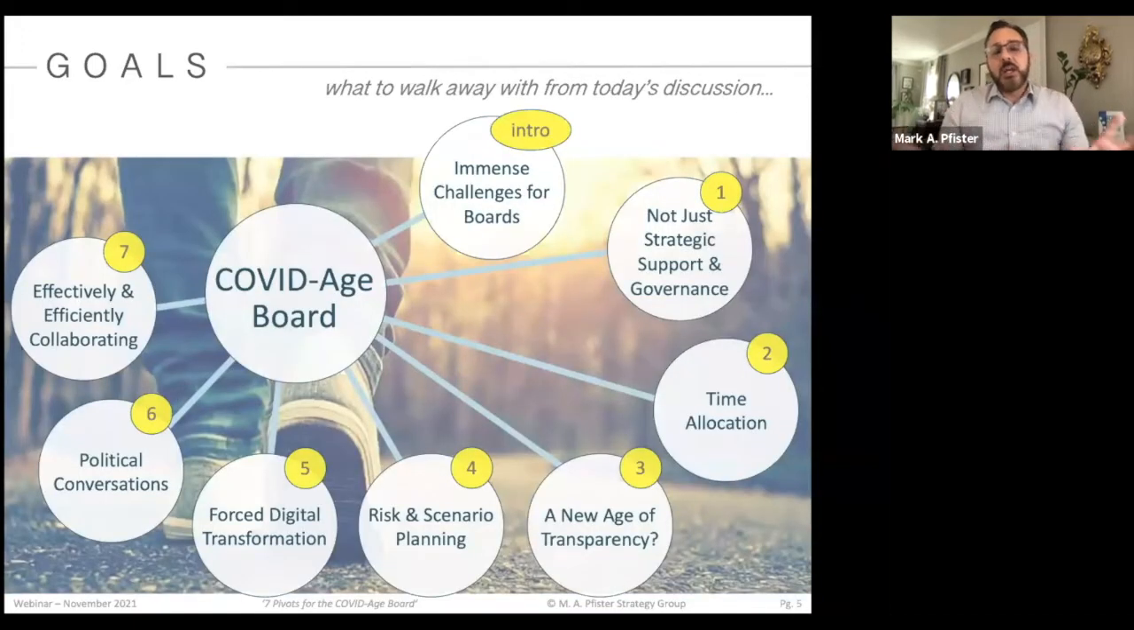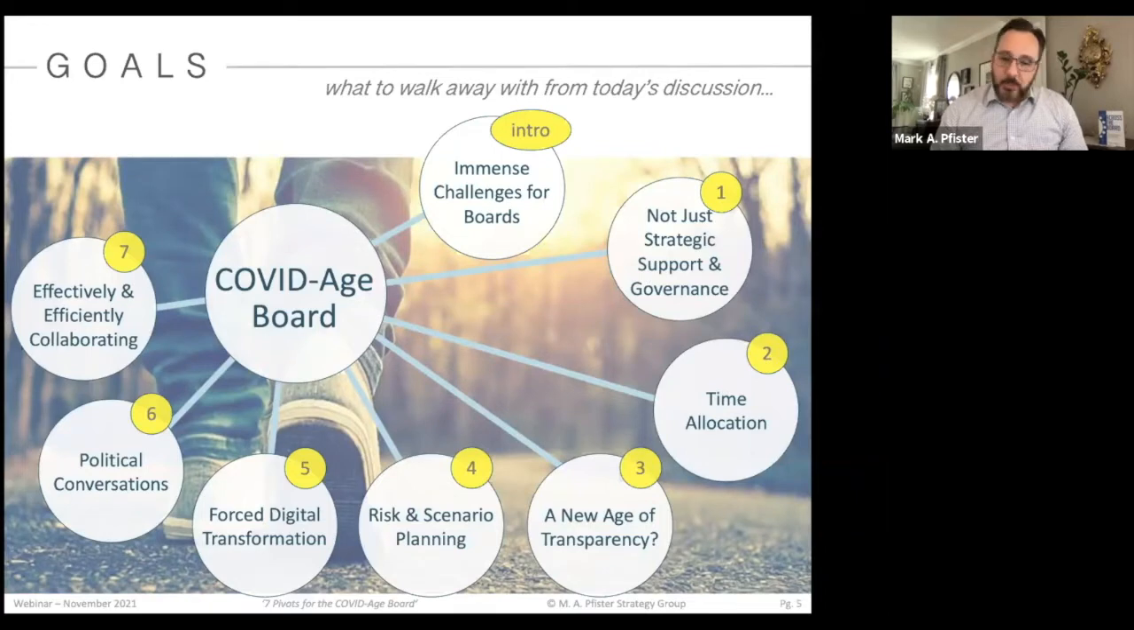All right, so here's our path for today and what to really walk away with from today's discussion. I want to first talk about these immense challenges for boards, many of which were brought out by COVID and the pandemic. Talk about how this is not just strategic support and governance from the board anymore. There's some interesting trending that we're seeing in this area. Time allocation is another area that the pandemic has truly put a light on as it relates to boardrooms. We'll talk about some of what I'm calling this new age of transparency and why this came about and how it came about due to the pandemic.